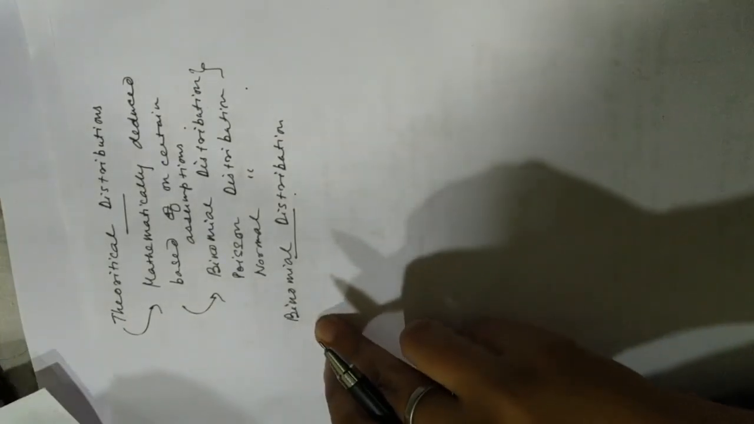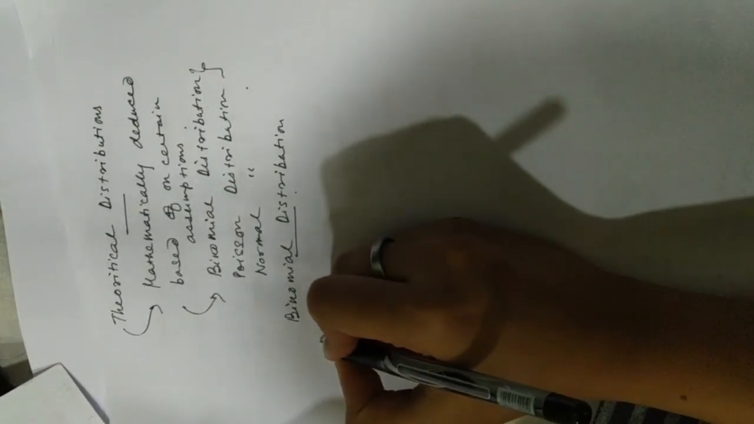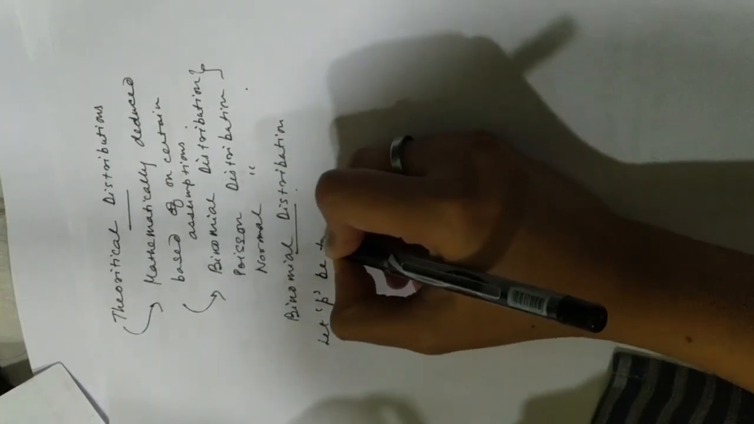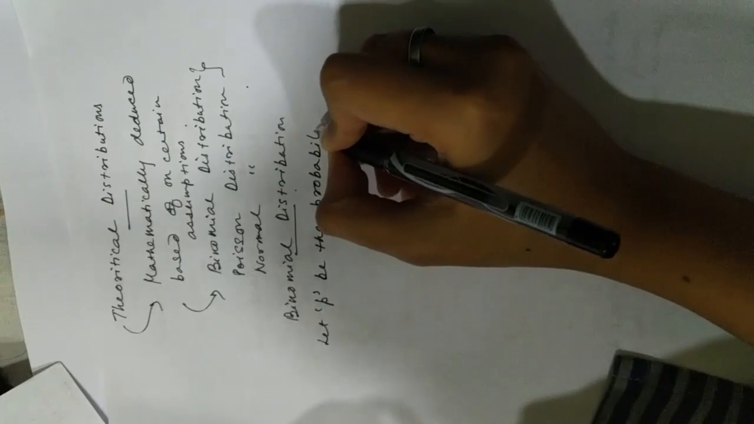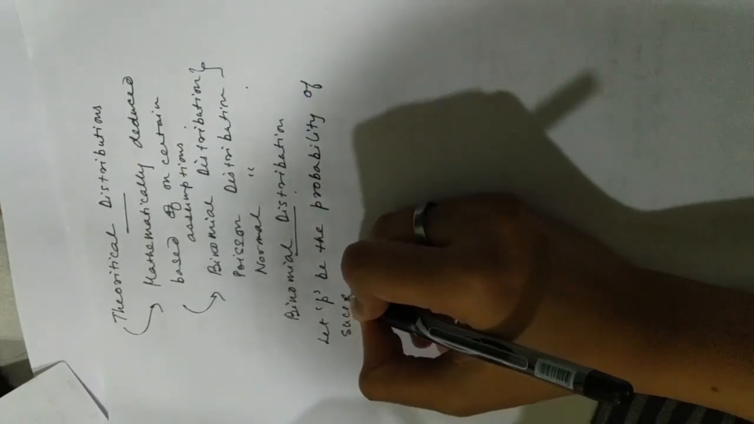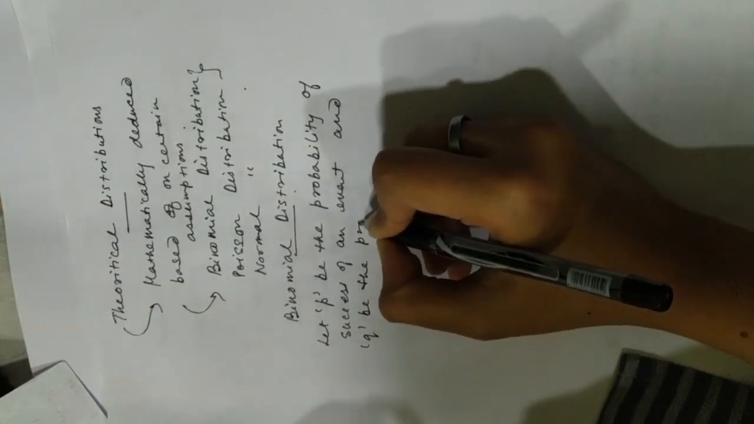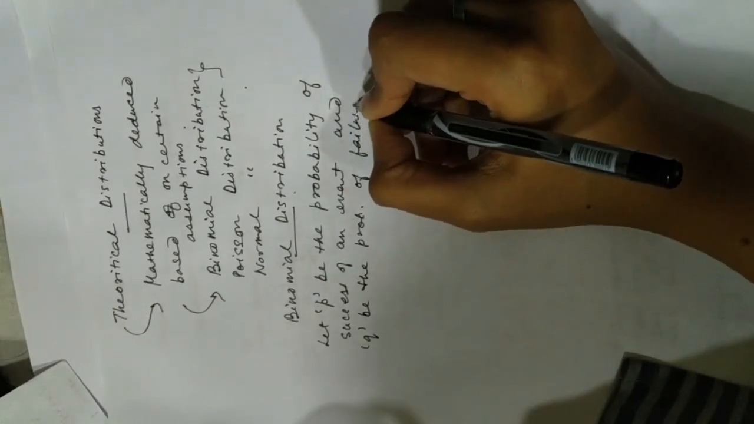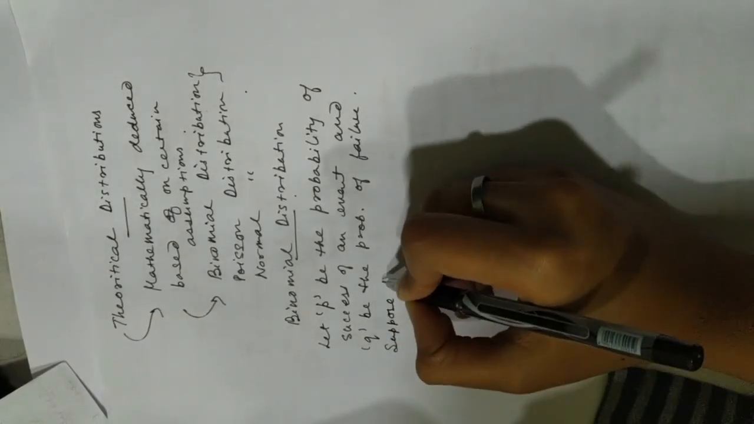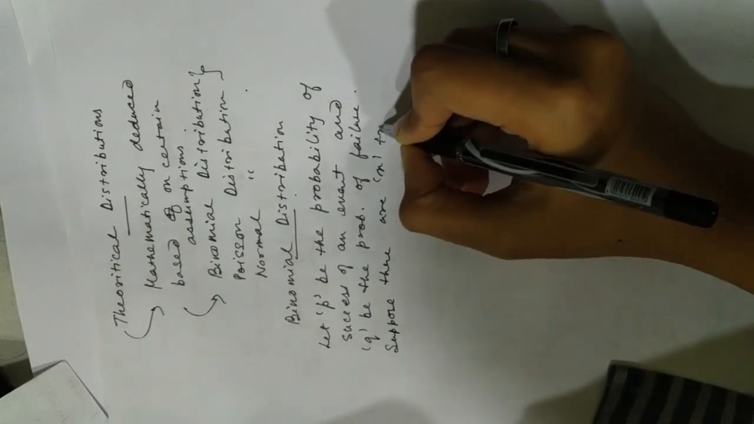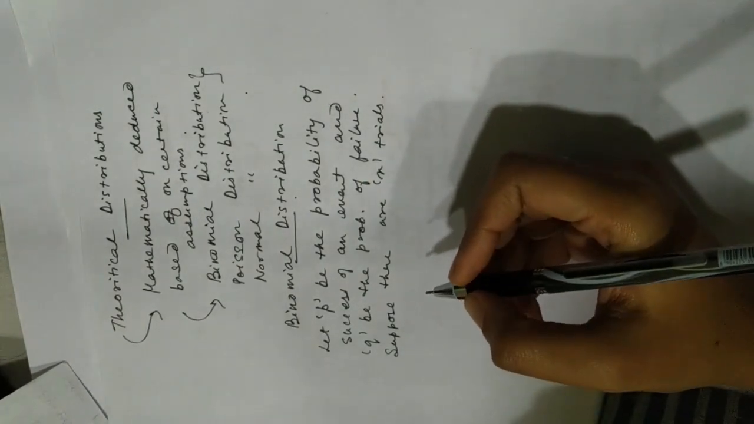So before starting to explain, I would like you to know the definition of a binomial distribution. So I'm writing it for you. Let P be the probability of success of an event, and Q be the probability of failure of the event. In such case, suppose there are n trials. By n trials we mean the experiments are being performed n times.